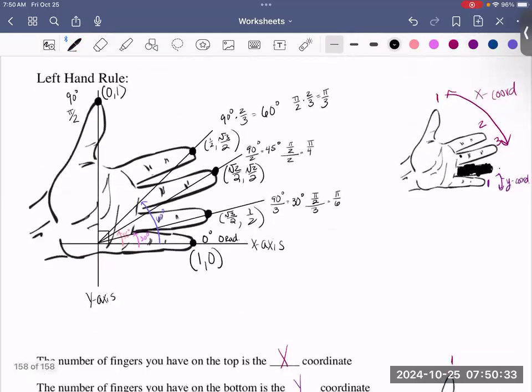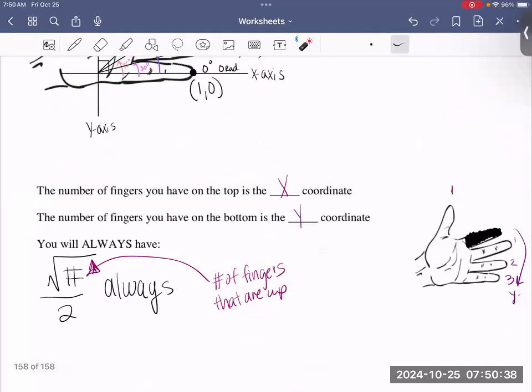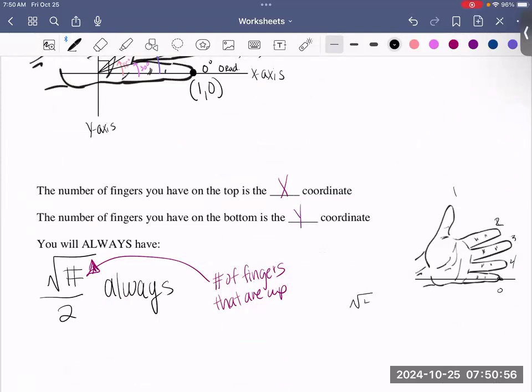Now we can do this both for any of your axis points as well. It's just not super necessary. So if we were to repeat that action, if I were to put this down below here, well, I have 0 fingers in my y, and 1, 2, 3, 4 fingers above. So I have the square root of 4 over 2, which is 2 over 2, which is 1. So again, that is my coordinate here.